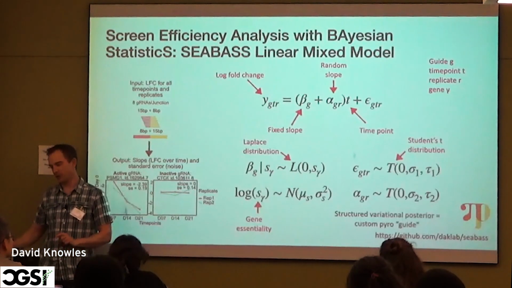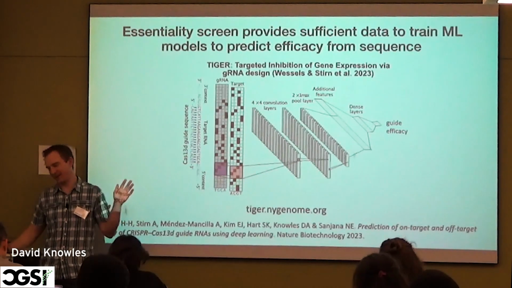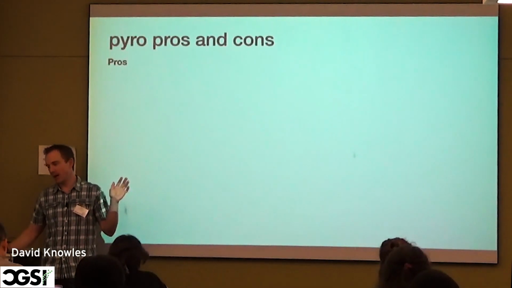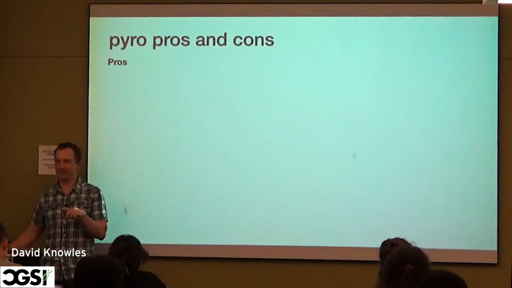We have a bunch of extensions that I think for time I will not talk about. We have a neural network that predicts these guide efficacies from sequence. I wanted to mention a few Pyro pros and cons if I have time.